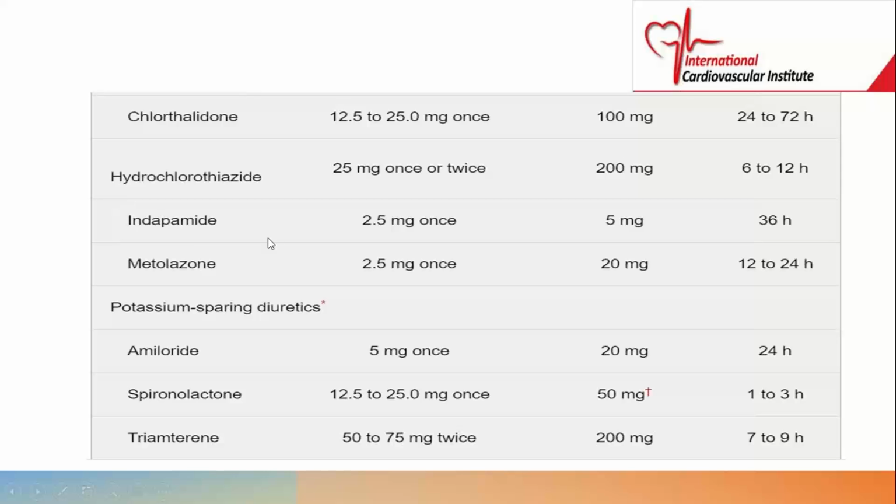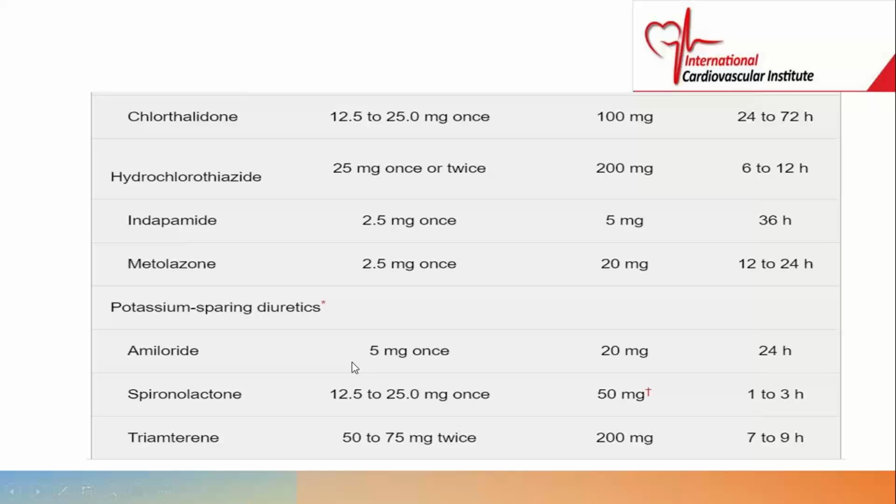And then indapamide, and metolazone. I usually use metolazone to potentiate the loop diuretics. And then you have the potassium-sparing diuretics such as amiloride. We use a lot of spironolactone, starting at a low dose, 12.5 to 25, and it can go as high as 50. So these are the diuretic classes.